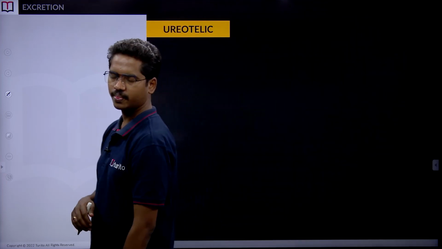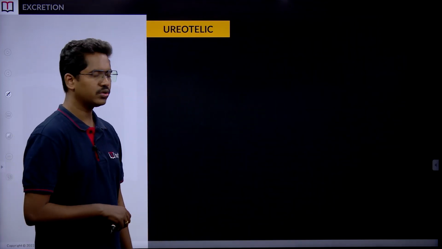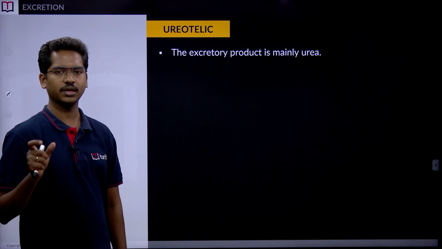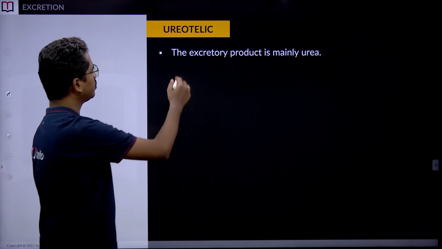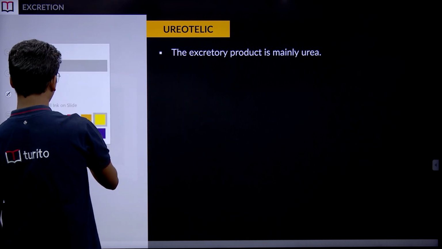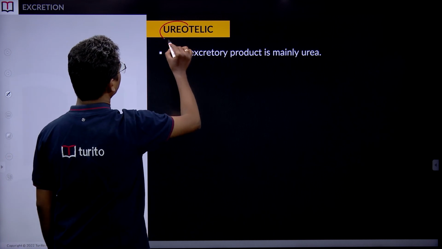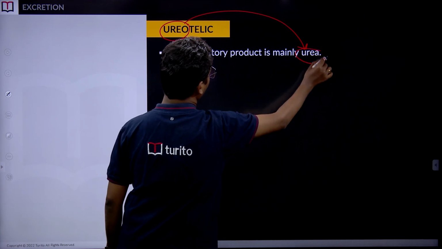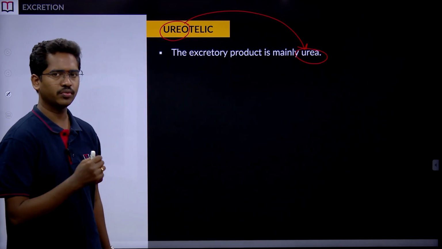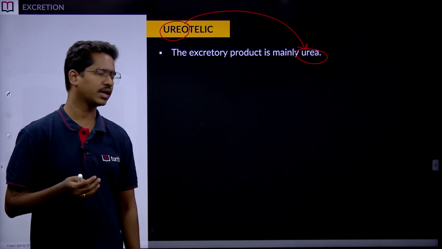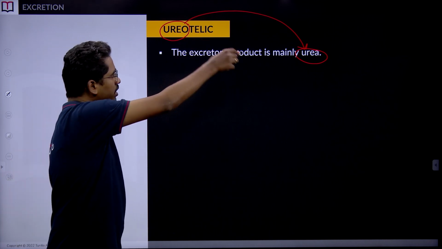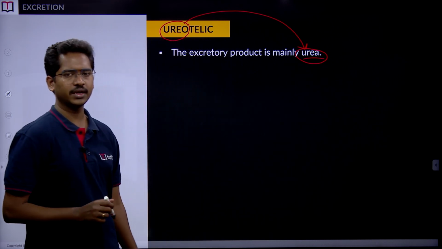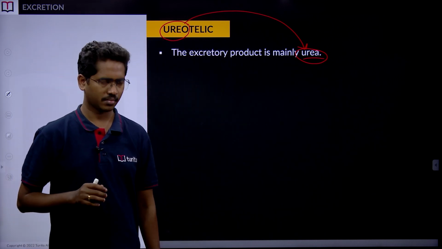Following which, here it is ureotelic. So, you have to understand the excretory product which is mainly composed of urea. I would like to show you a link here. Ureo is linked to urea. So, this will ensure that you will not be confused between uricotelic and ureotelic. If it is ureotelic, that means the excretory product mainly contains urea, got it.